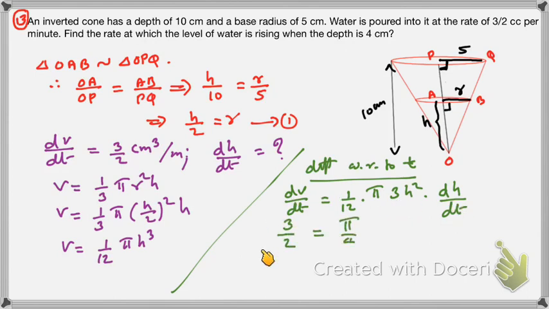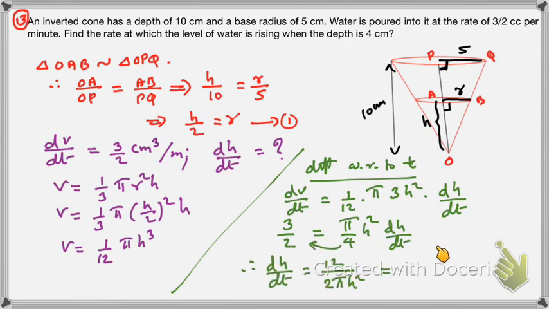dV by dt value we know. 3 goes in 12 4 times, so I have pi by 4 h squared into dH by dt, and I'm trying to solve for dH by dt. So this 4 should get cross multiplied. That's going to be 12 by 2, 6, and then this pi h squared will go down to the denominator. So I get dH by dt is 6 by pi h squared. And finally, you have the value. They said the depth is 4, h is 4. Substitute that value, and you get the answer.